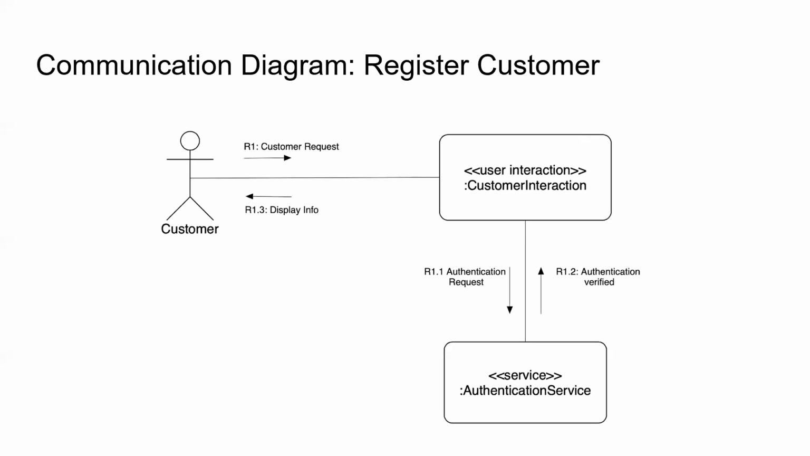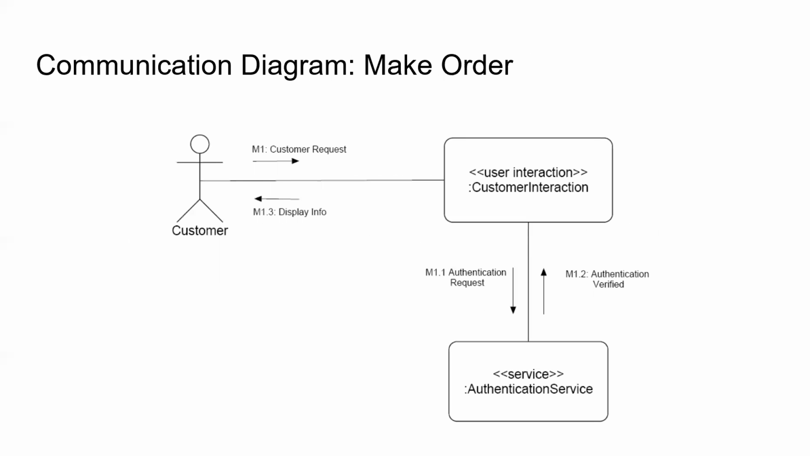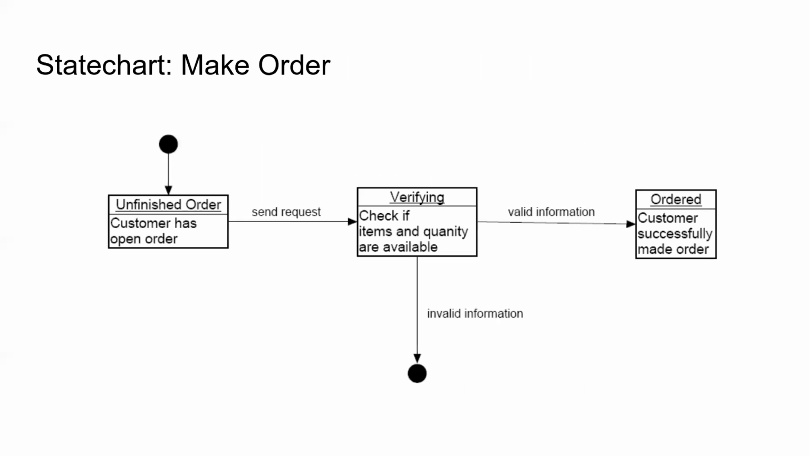Here is the communication diagram chart for the register customer, where it uses the customer interaction and the authentication service. And here is its corresponding state chart with the unregistered, the verifying, and the registered. Next is the make order with the customer interaction and also the authentication service, and the corresponding state chart for that make order.